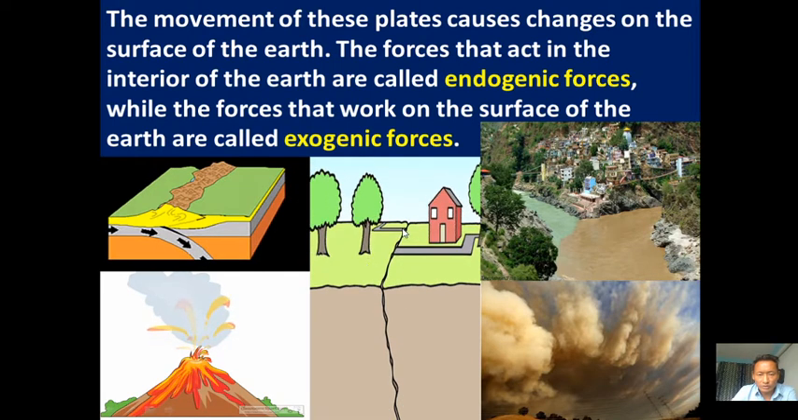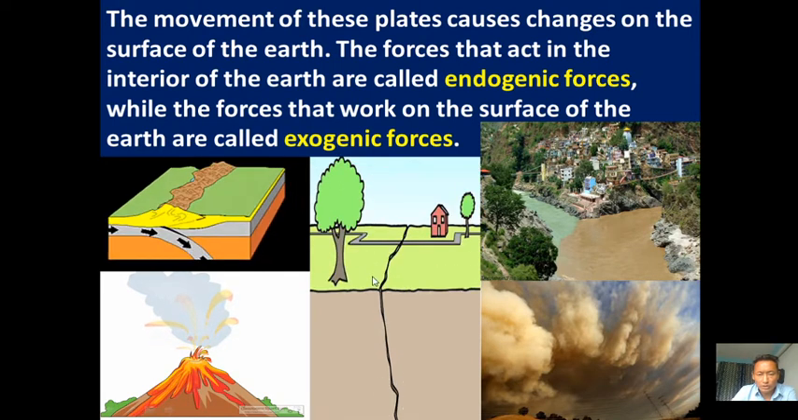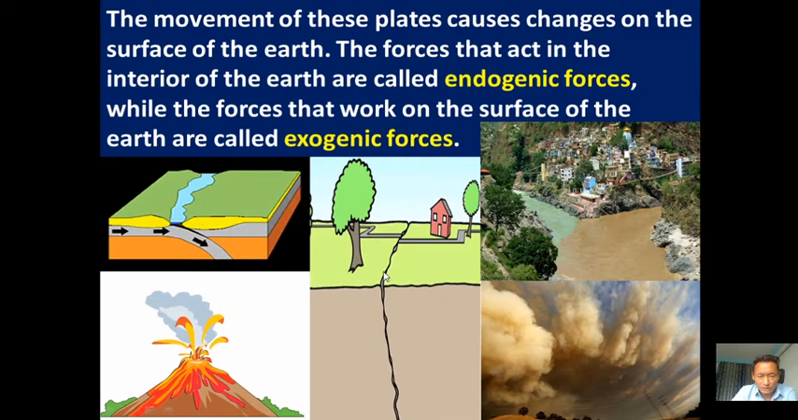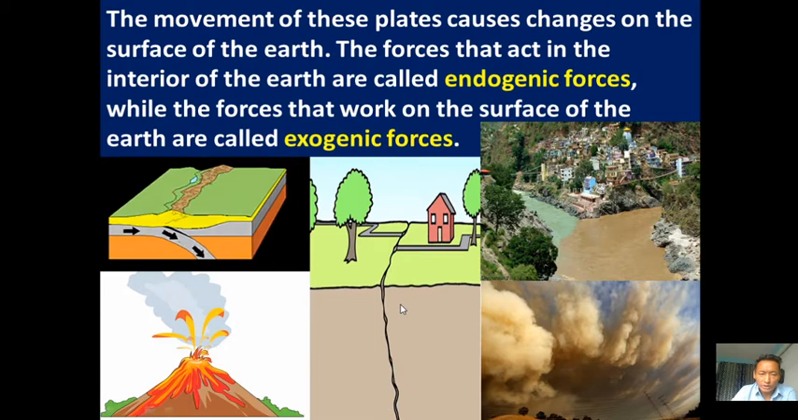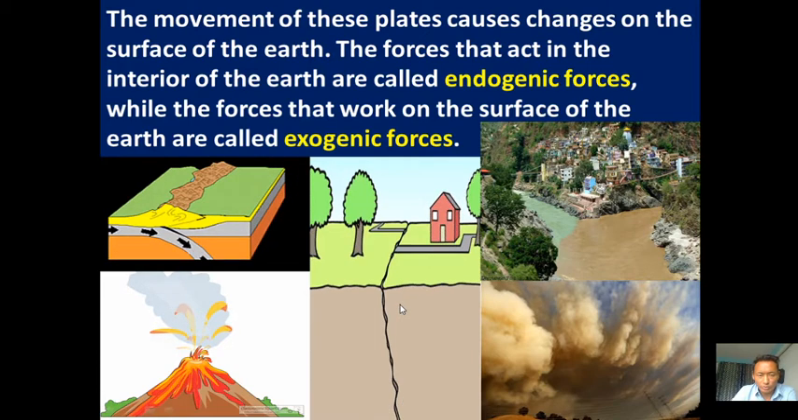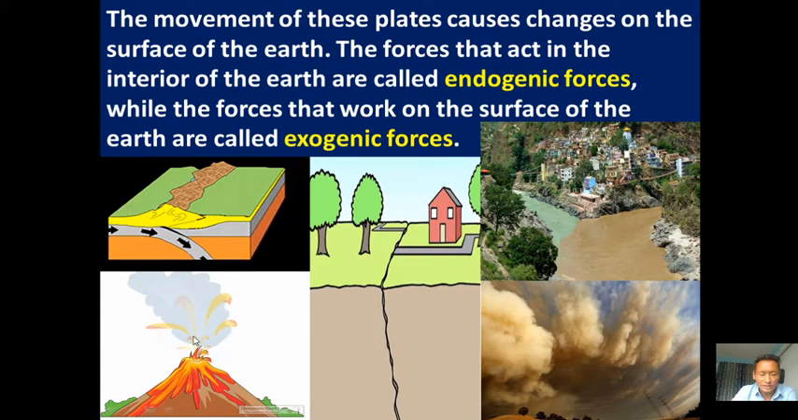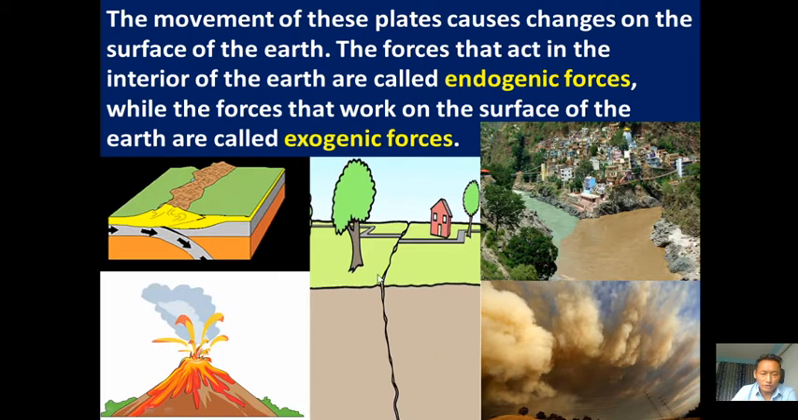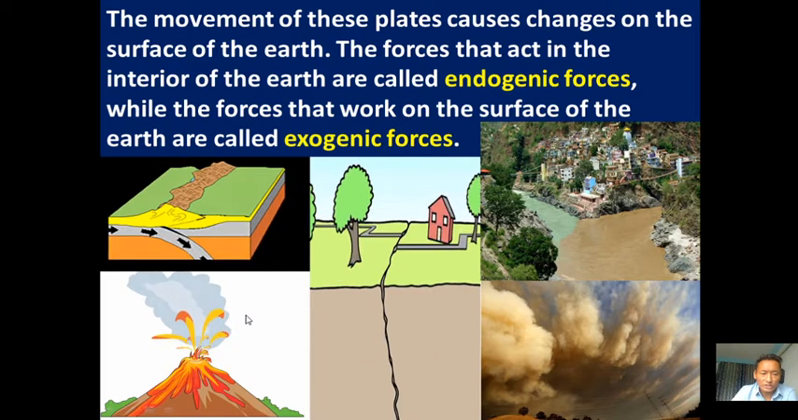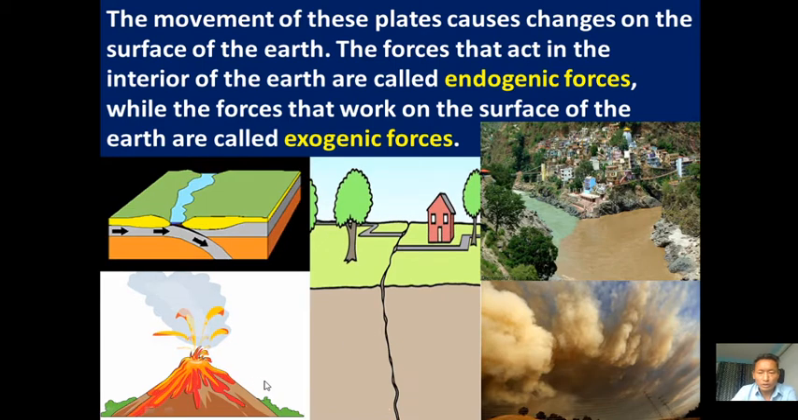So now, if we study here, these two roads are not connected to one another because of what? Earthquake. So earthquake is mainly caused by tectonic plate movements. So these three are examples of endogenic forces. So these forces originate from inside our Earth.